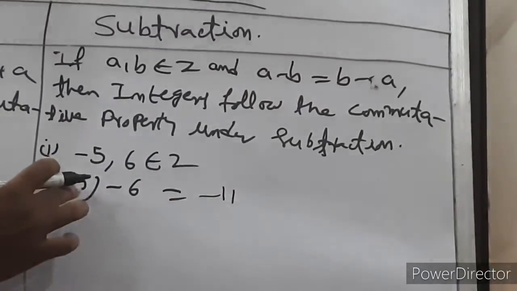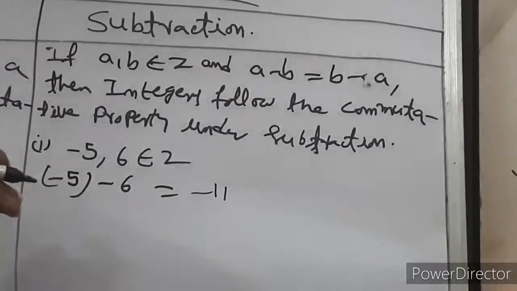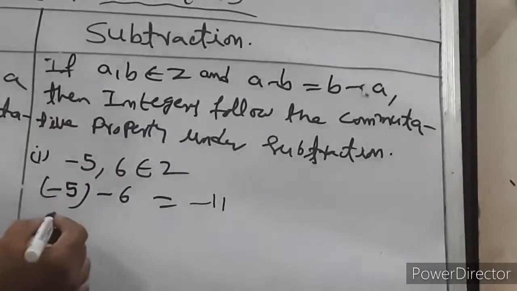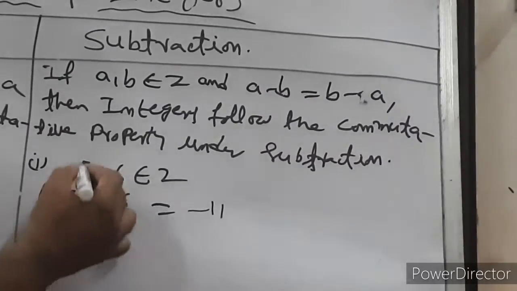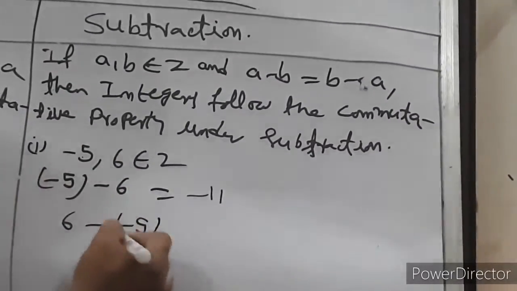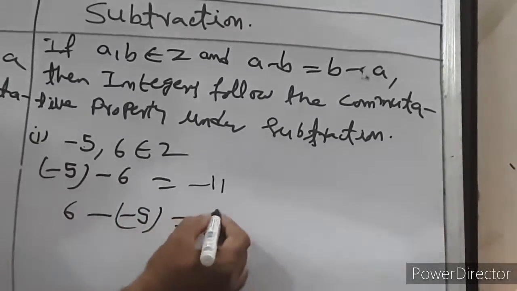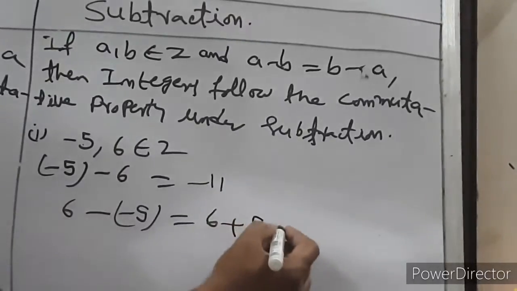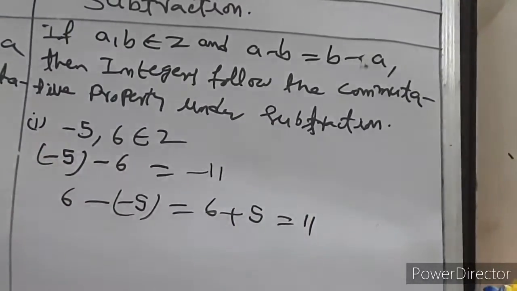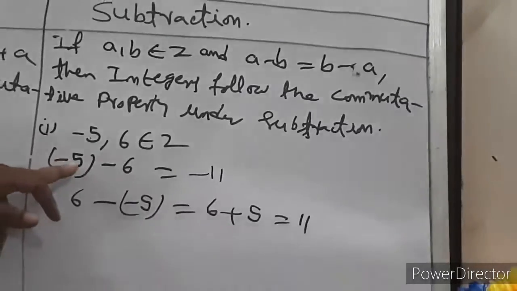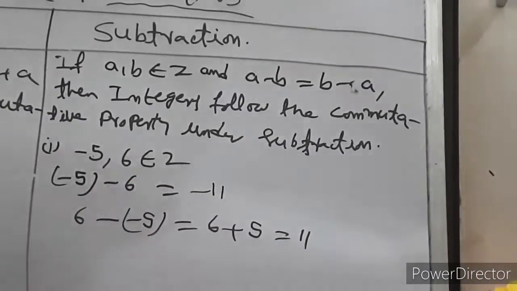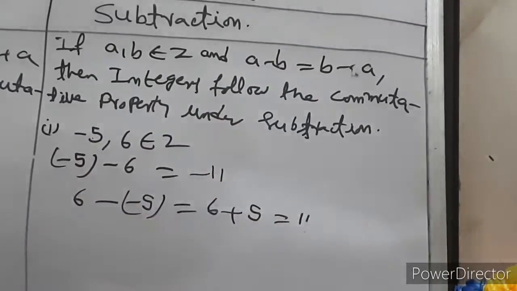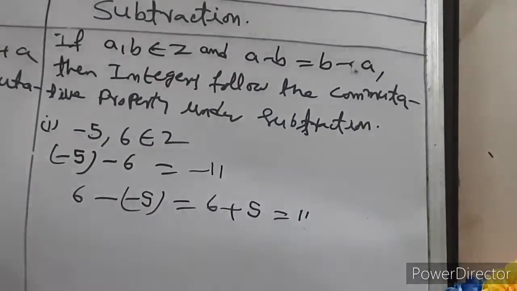And this is A minus B. Now you do B minus A. B minus A means 6 minus minus 5. That is equal to 6, minus of minus becomes plus, 6 plus 5 is equal to 11. So here, A minus B is equal to minus 11, and B minus A is equal to plus 11. Are they equal? No, they are not equal.